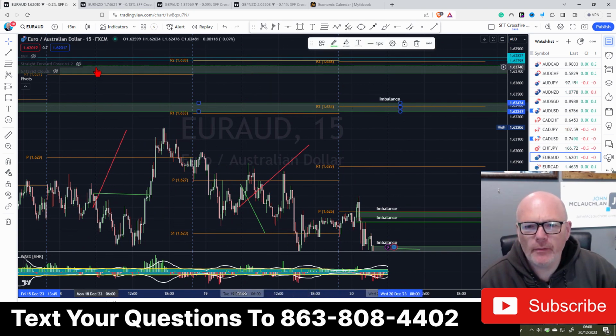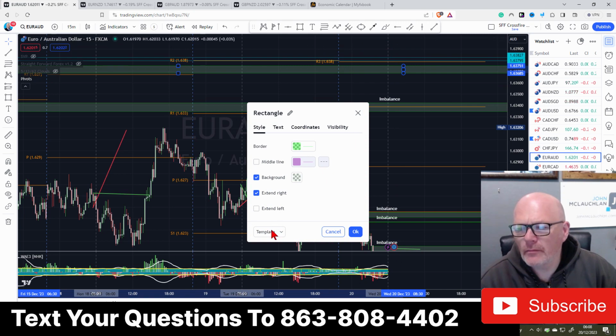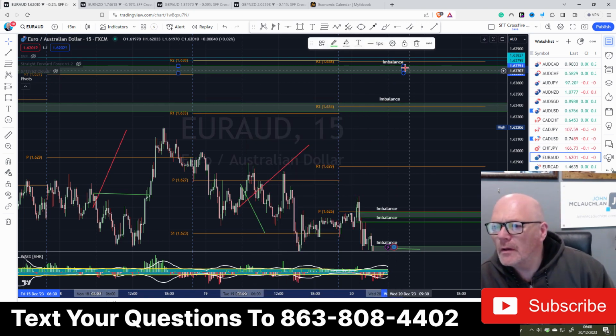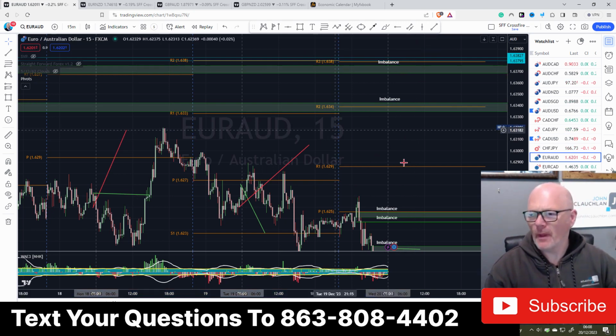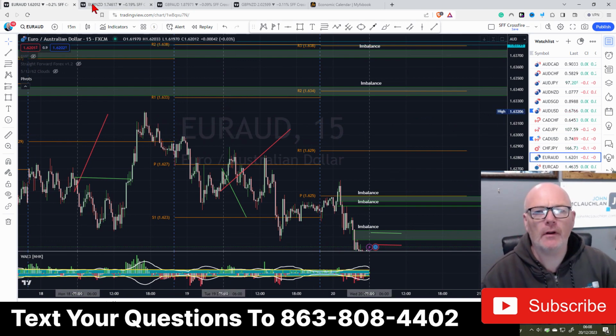So that previous area of imbalance would have been taken out, but it's formed new imbalance, which was this one here. I like to put more in line just to make it a bit easier on the eye. Right, okay, that's the imbalance for Euro odd.